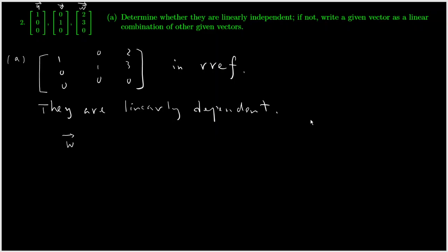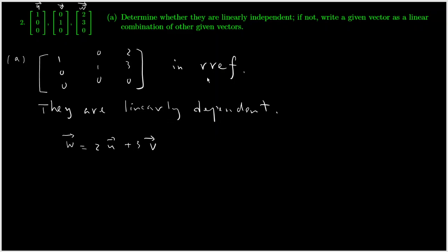W, the last column, is a linear combination of U and V. Actually, this number will give you the first coefficient. That number will give you the second scalar. I mean scalars. In this case we call them the scalars. So W can be written as a linear combination of U and V as, let's say, 2 times U, right? And then plus 3 times V. Yeah, it's easy to verify that.